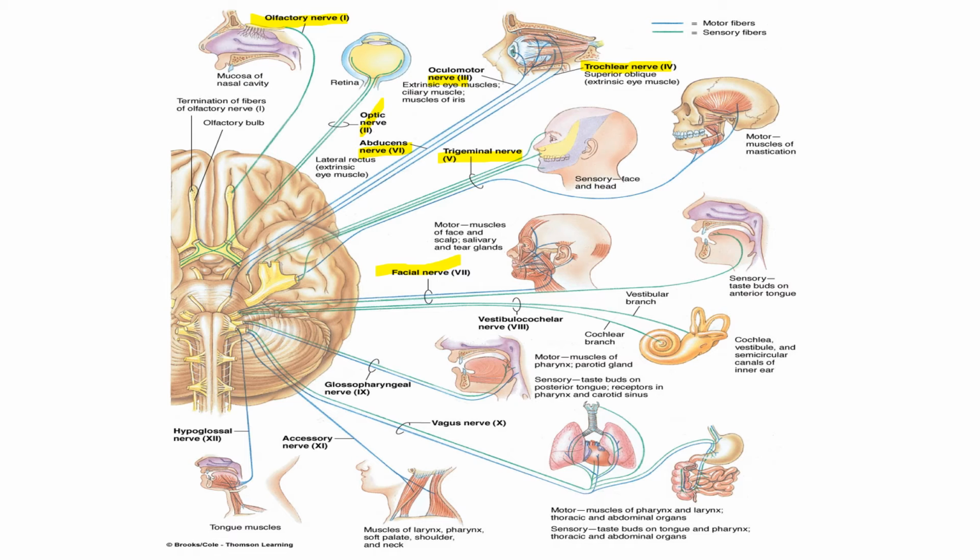Then we have cranial nerve number 8, vestibulocochlear nerve, where this is sensory information for the cochlea of the inner ear, vestibule, and then semicircular canals, where they'll converge to make that nerve.